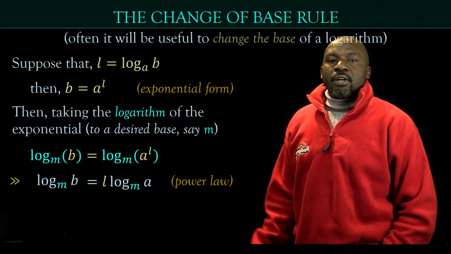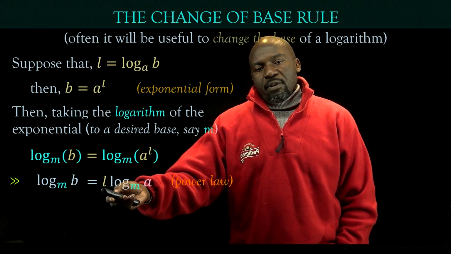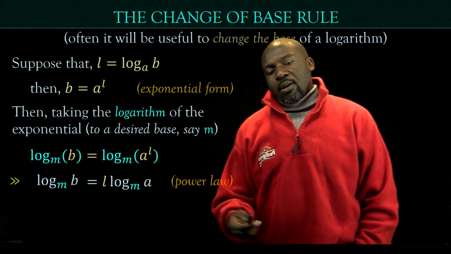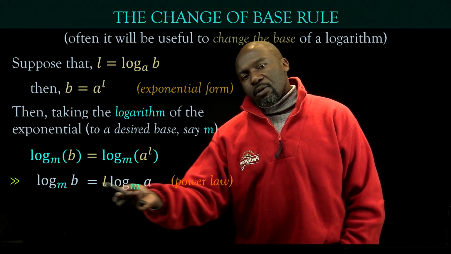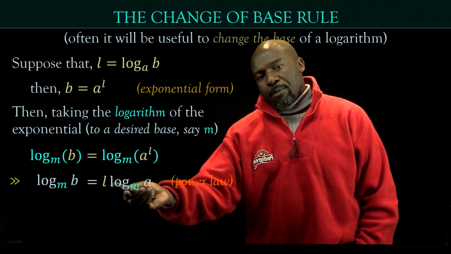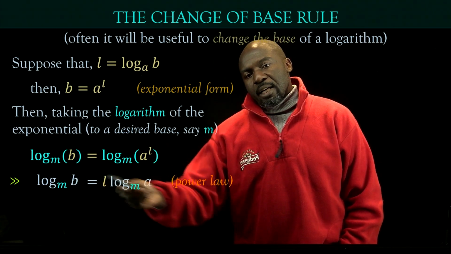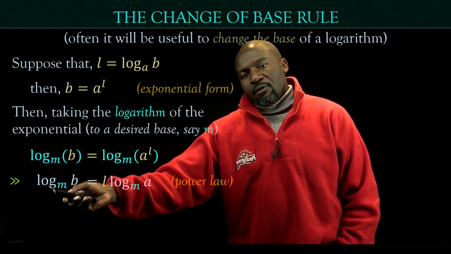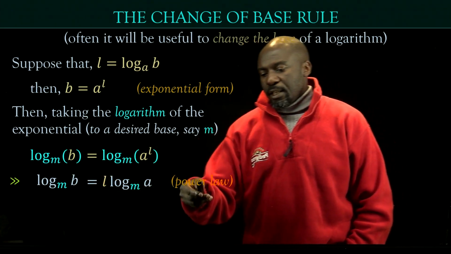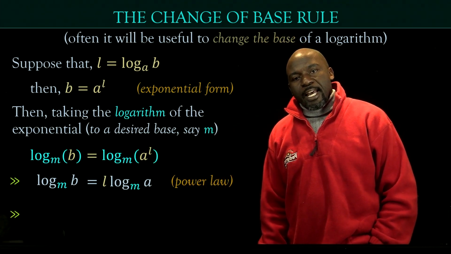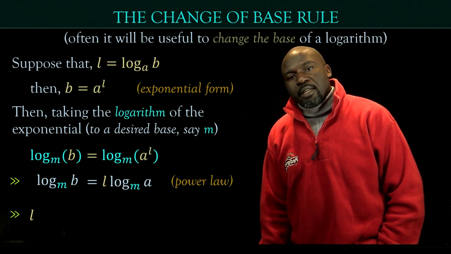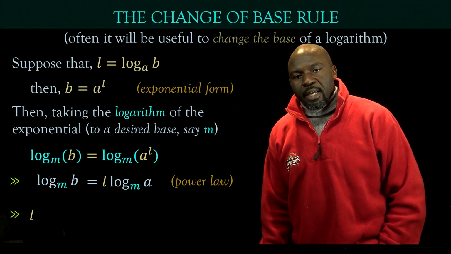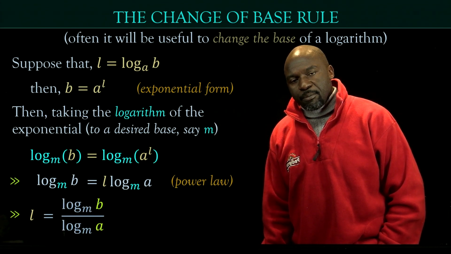Okay, all I have to do now is to make l the subject of the formula, and to do that I divide both sides by log to base m of a. If I do that, I'm going to remain with l there, and on the other side I'll have log to base m of b over log to base m of a. I'm going to write it the other way around. So I end up with l being equal to log to base m of b divided by log to base m of a. I hope this is making sense like that. Please check and be sure you see how that comes about.